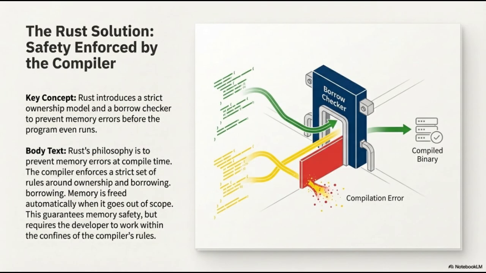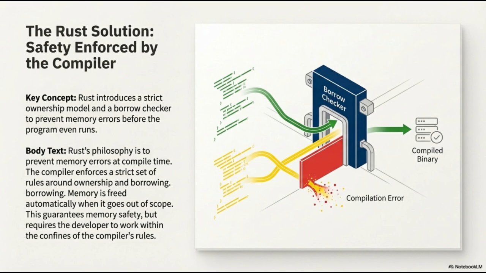Rust's fundamental solution to software safety is rooted in its compiler. By introducing a strict ownership model and a specialized component called the borrow checker, Rust is able to identify and prevent memory errors before a program is ever executed. As illustrated here, the compiler acts as a gatekeeper. Code that follows the rules of ownership and borrowing, represented by the green flow, passes through the borrow checker to become a compiled binary. Conversely, any code that risks memory safety, such as through data races or invalid references, is caught immediately, resulting in a compilation error.